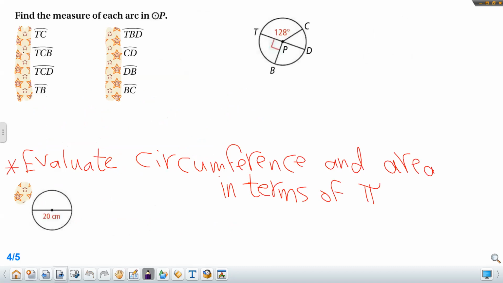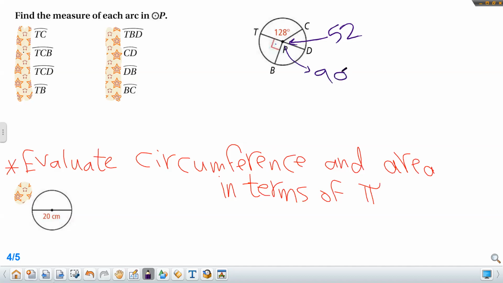The next one. Find the measure of each arc in the circle P. First, you must know TD is a diameter. So we can say the measure of angle TPD equals 180, because it represents the central angle of the semicircle. So its measure is 180. Then the measure of this angle equals 180 minus 128, which equals 52. But the last angle, we can find that 180 minus 90 will be 90.